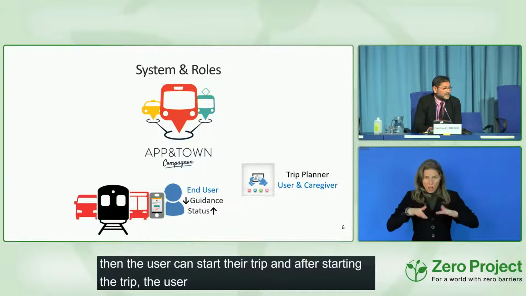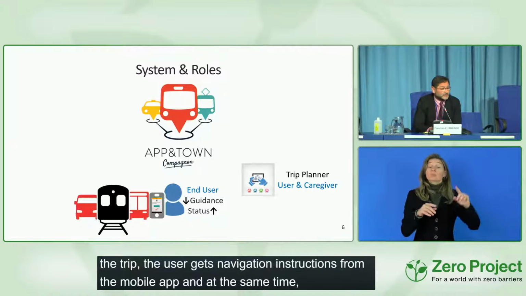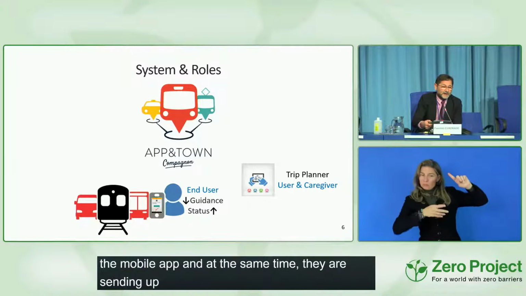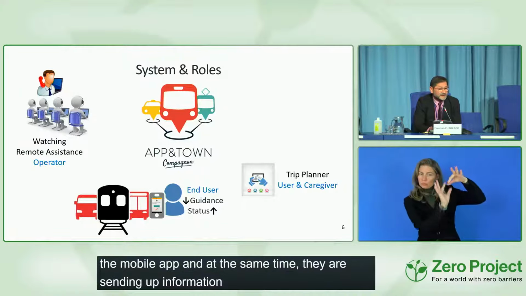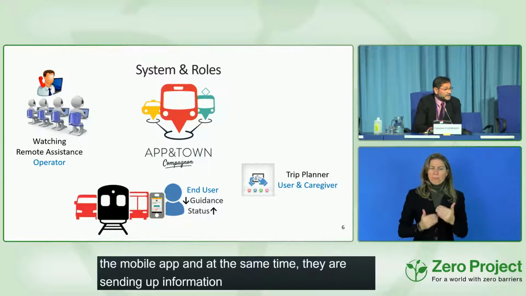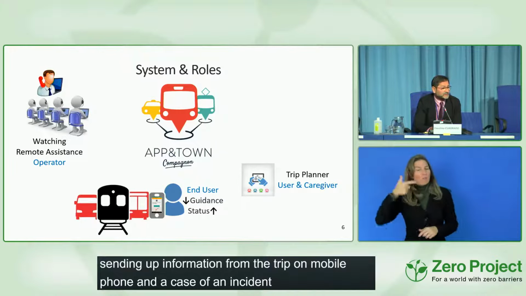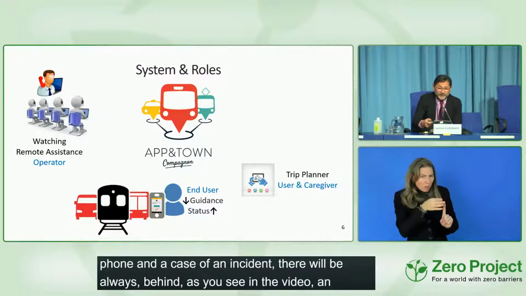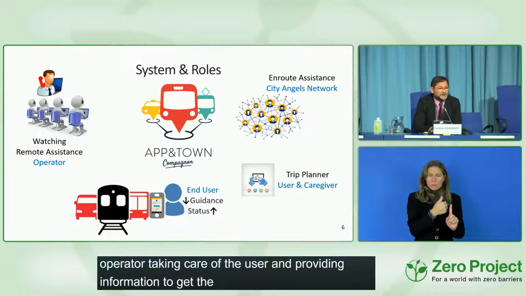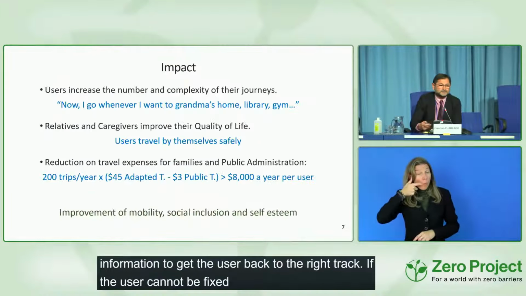At the same time, the app is sending information concerning the status of the trip, and also the status of the mobile phone. In case of any incident, there will always be, as you see during the video, an operator taking care of the user and providing information to get the user back on the right track. If the incident cannot be fixed remotely, then the operator will contact the closest angel of our network in order to provide in situ assistance.